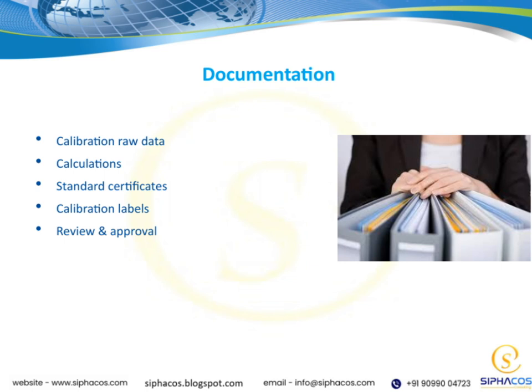Finally, review and approval are crucial steps to ensure everything has been checked thoroughly and meets our quality standards before the equipment is put back into service. This process helps maintain consistency and confidence in our calibration practices. Overall, comprehensive documentation ensures transparency, accountability, and adherence to quality protocols in our calibration procedures.